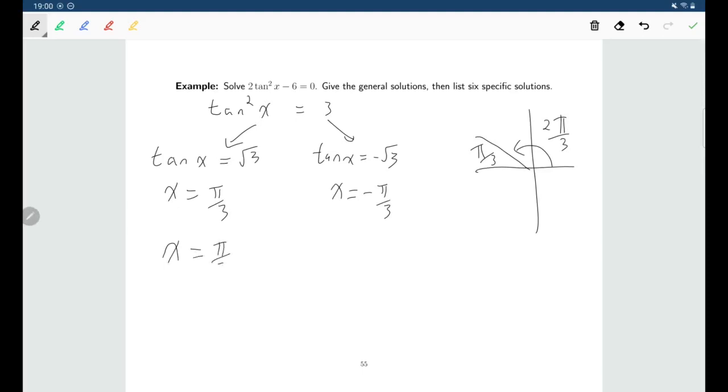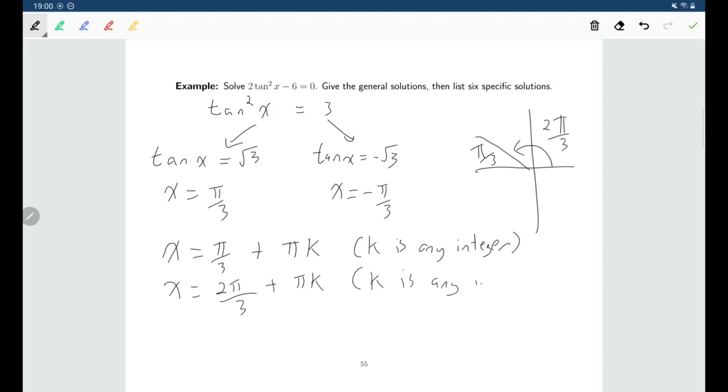Pi over 3, that's our solution in quadrant 1, and of course, any multiple of pi added onto that would be a solution. Also, 2 pi over 3, that's our quadrant 2 solution, plus any multiple of pi, would also be a solution. And there we go. Those are our general solutions: pi over 3 plus multiples of pi, and 2 pi over 3 plus multiples of pi.